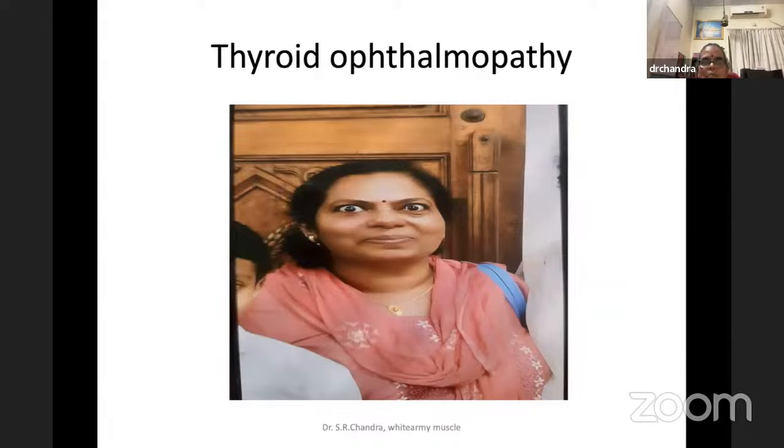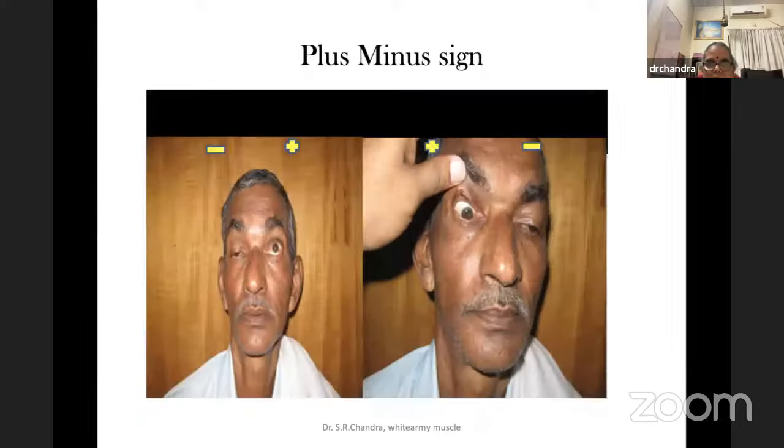And this is prominent eyes with eye movement abnormality and retraction of the upper eyelid. And this is thyrotoxic myopathy. The earliest muscles to be involved are medial rectus and inferior oblique. But in this patient, this is advanced disease. All the muscle movements are impaired. All the eye movements are impaired.